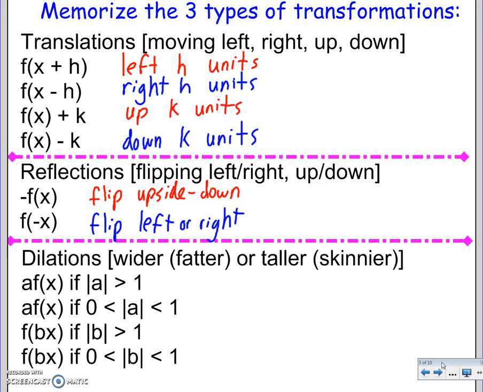So A is in front of f of x, so it's not stuck with x. If the absolute value of A is bigger than 1, so it doesn't matter if it's -5 or +5, if that's bigger than 1, that's going to make the graph taller and skinnier. But if it's between 0 and 1, absolute value, like a fraction, that's going to make the graph wider or fatter, your choice.